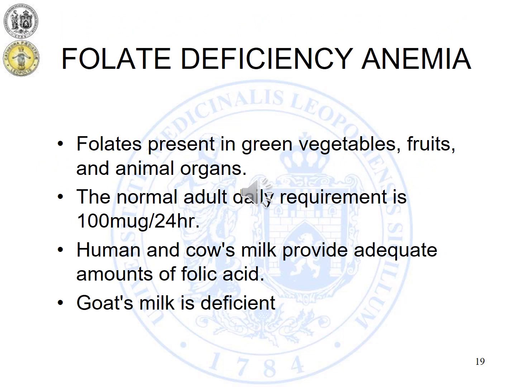So, folate deficiency anemia. Folates are abundant in many foods, including green vegetables, fruits, and animal organs such as liver, kidney, and meat. The normal adult daily requirement is about 100 micrograms daily. Human and cow's milk provide an adequate amount of folic acid. However, goat's milk is clearly deficient, so folic acid supplementation must be given when it is a main food.